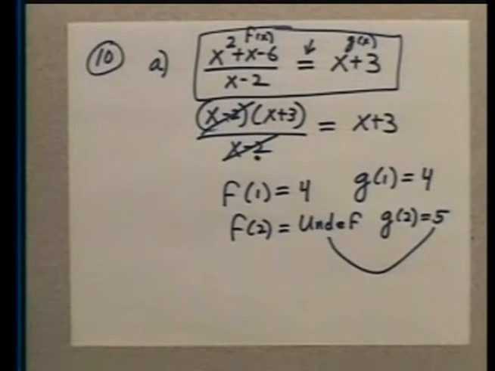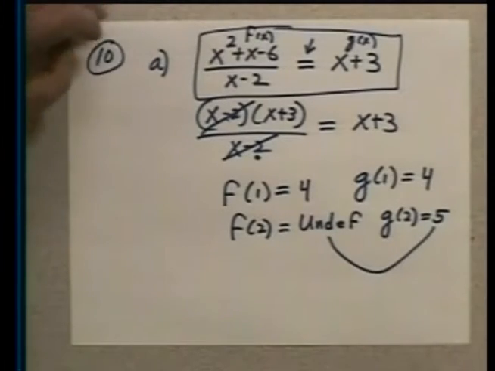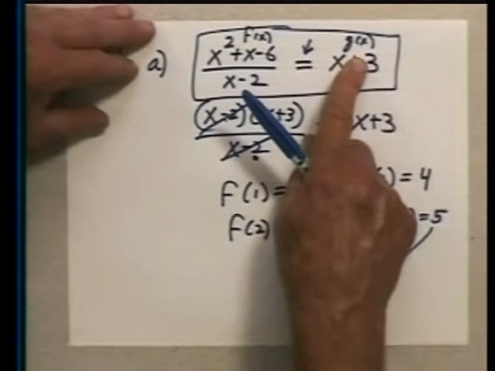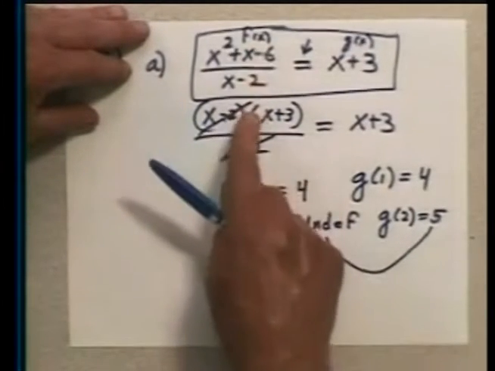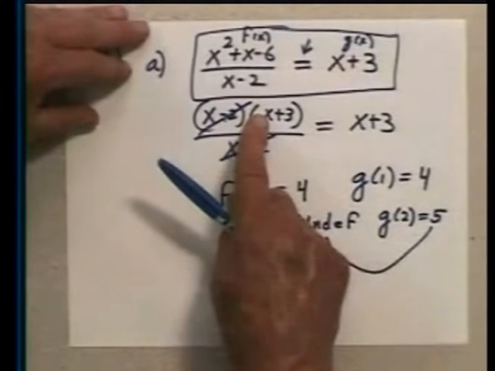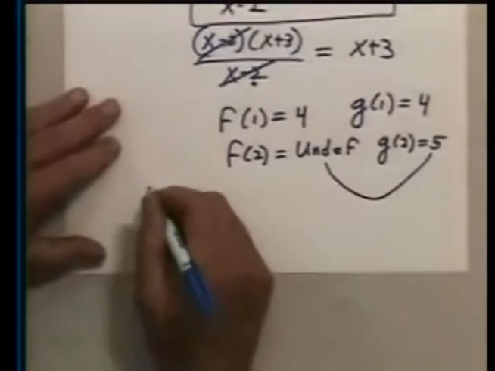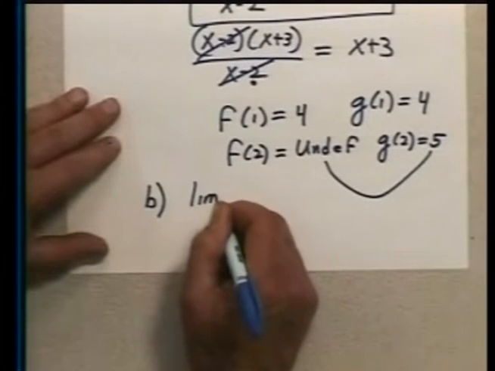So are these functions exactly equal? Nope. And my explanation, because I had limited space to write it, was one way to say they're not equal is the domain of g of x is all real numbers. You can put any real number in and always get an output. And the domain of f is all real numbers except 2. So they can't be exactly equal because their domains are not equal.